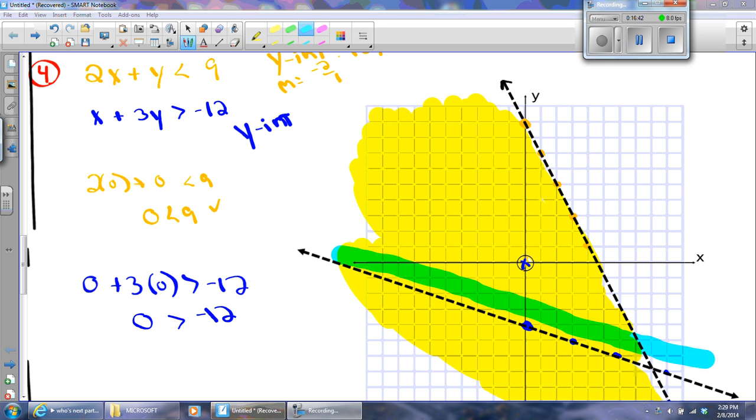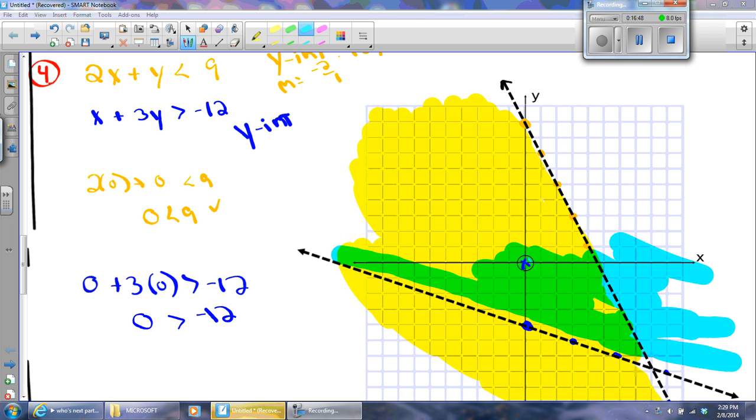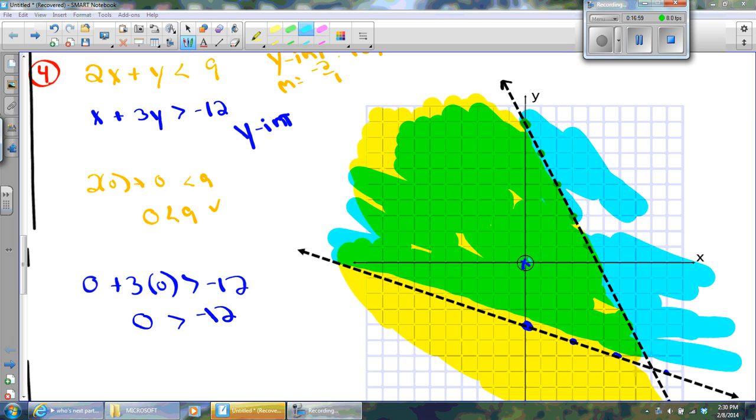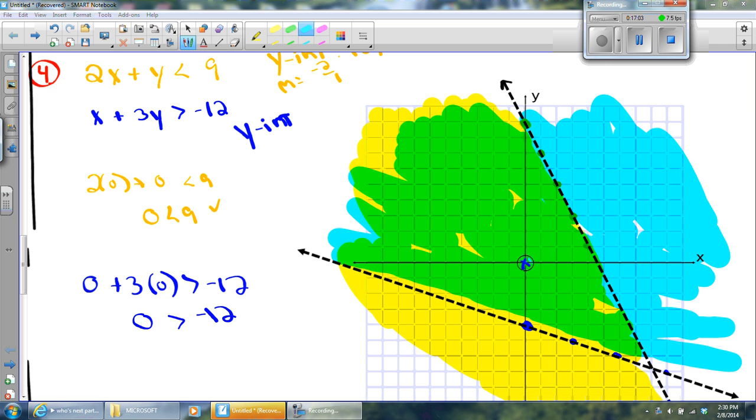And so it's going to be like that. And notice my solution is the green area. See, for just the one line, I have to shade, and I'm going to have lots of blue on the other side of the first line I graphed. But in between the two lines, it's supposed to be all green.